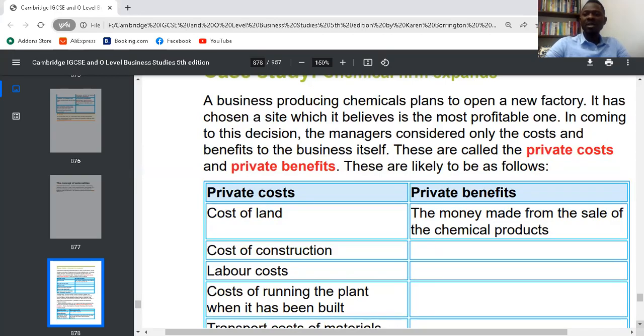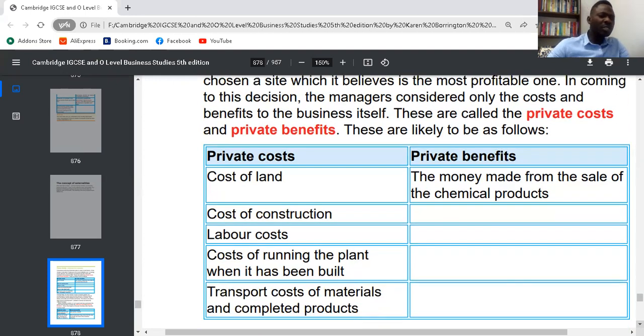A business producing chemicals plans to open a new factory. It has chosen a site which it believes is the most profitable one. In coming to this decision, the manager has considered only the costs and benefits to the business itself. So the manager is considering both private costs and private benefits. For the private costs, we have the cost of land, the cost of construction, labor cost, cost of running the plant when it has been built, and transport cost of materials and completed products.